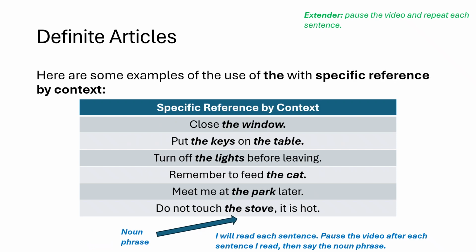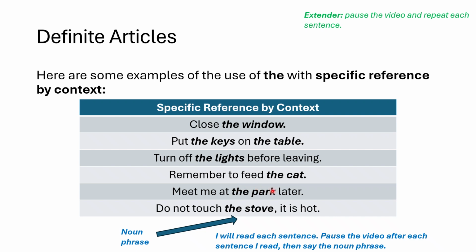Here are some examples of the use of the with specific reference by context. I will read each sentence. Pause the video after each sentence I read, then say the noun phrase. Close the window. Put the keys on the table. Turn off the lights before leaving.